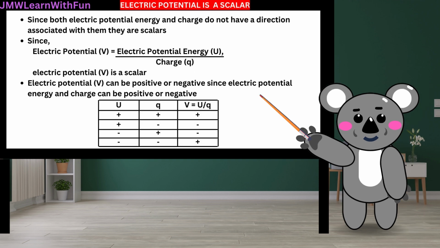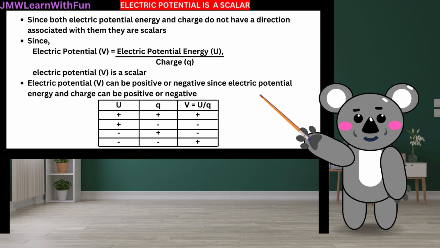Since both electric potential energy and charge do not have a direction associated with them, they are scalars. Since electric potential, V, equal to electric potential energy, U, by charge, Q, electric potential, V, is a scalar. Electric potential, V, can be positive or negative since electric potential energy and charge can be positive or negative. The table shows the sign of V equal to U by Q, depending on the sign of U and Q.